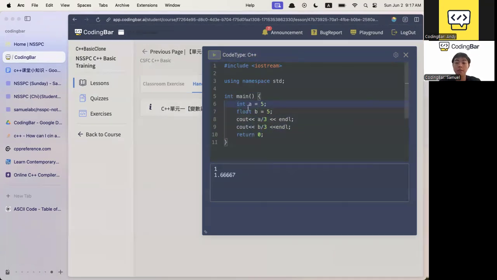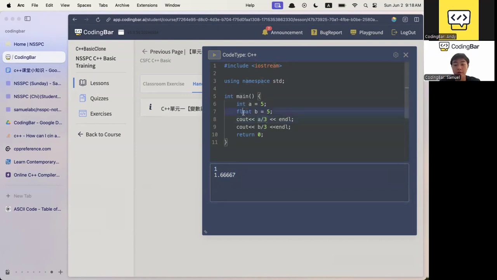Okay, as you can see, when we let a divide by 3, 5 divided by 3 should be 1.67, right? But it's outputting 1. Why is that so? Because a is an integer type. After it is divided by 3, the computer still stored and processed it as an integer type. And so the decimal part won't be stored. So only the integer part will be stored.